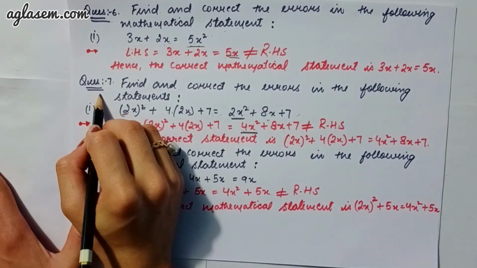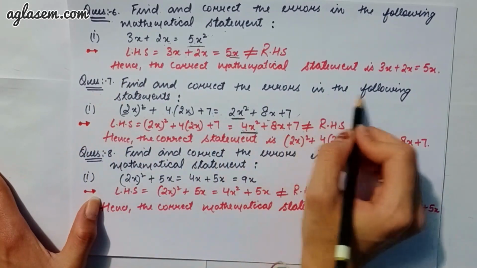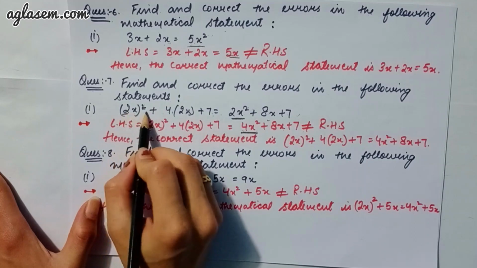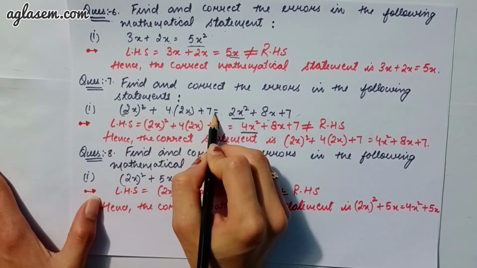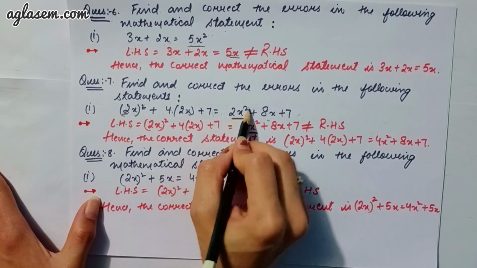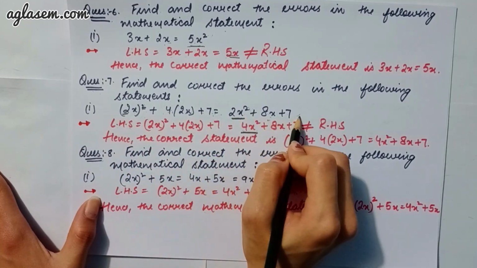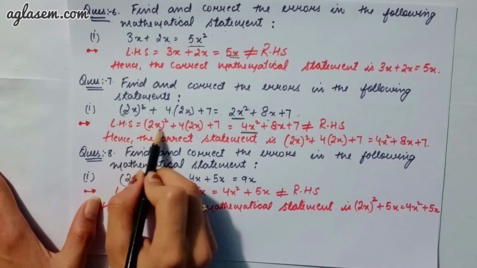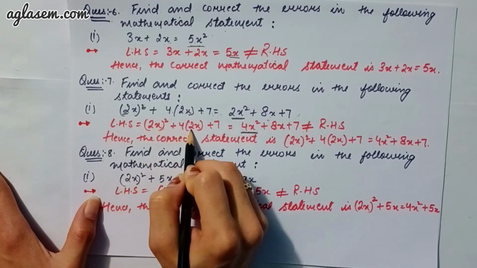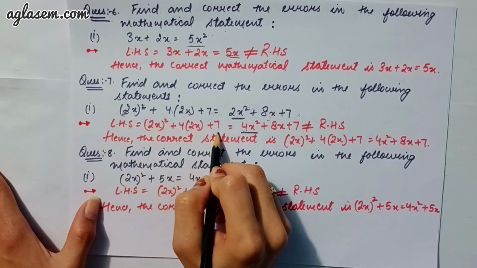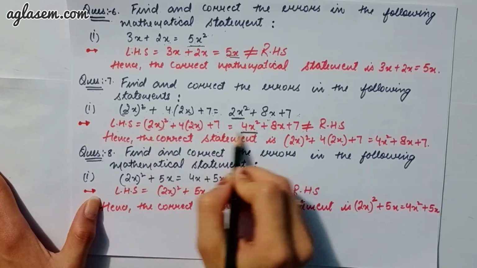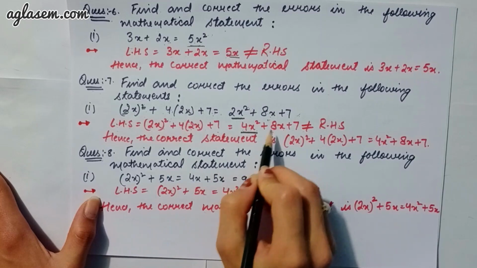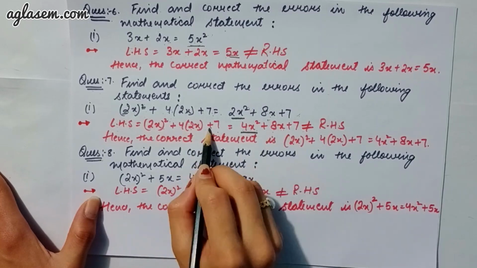Moving to a seventh question which says, find and correct the errors in the following statement. 2x whole square plus 4 into 2x plus 7. Is it equal to 2x square plus 8x plus 7? First of all we have to take LHS, that is 2x whole square plus 4 into 2x plus 7. Now solving this we will get 2 into 2, 4, x into x, x square, 2 4s are 8, x and again x plus 7.